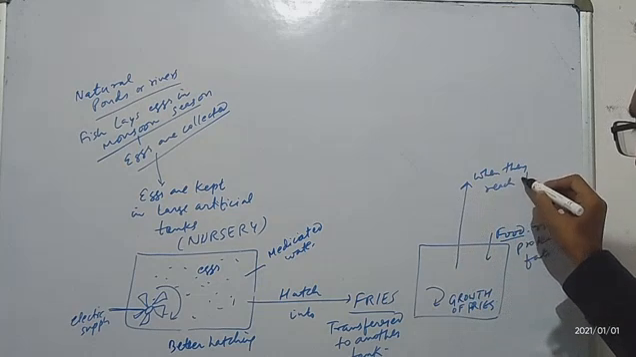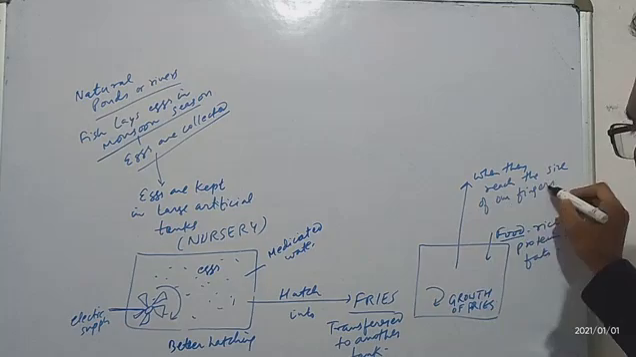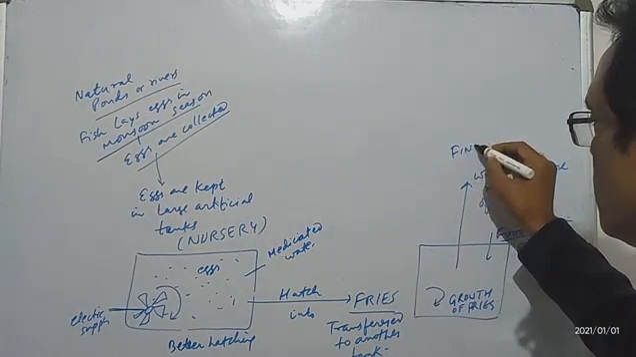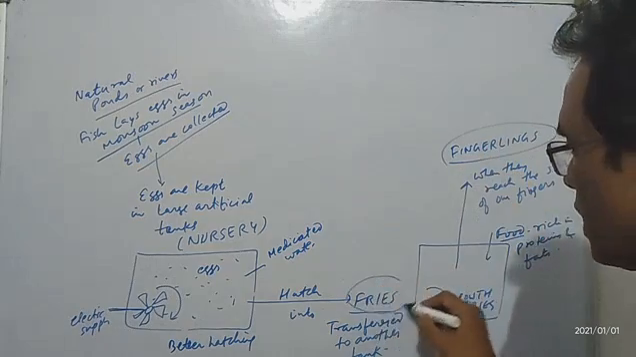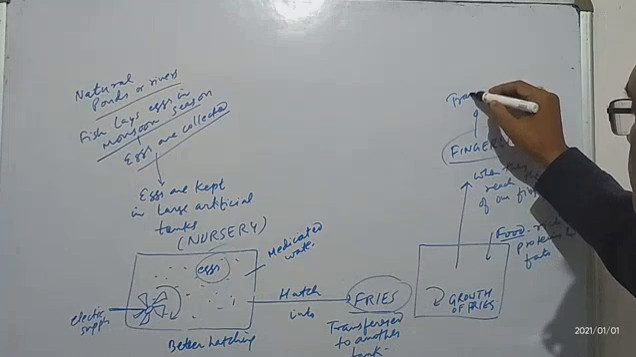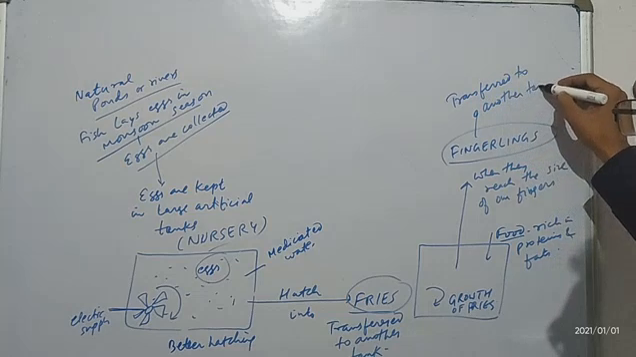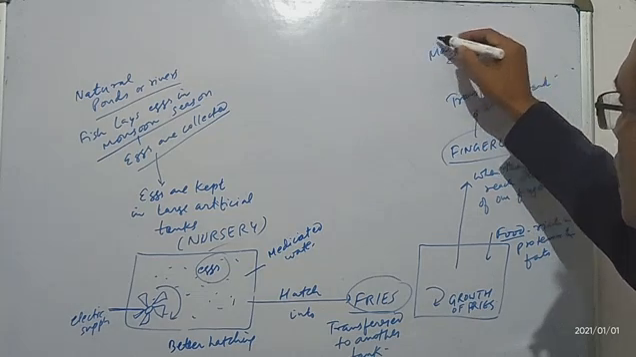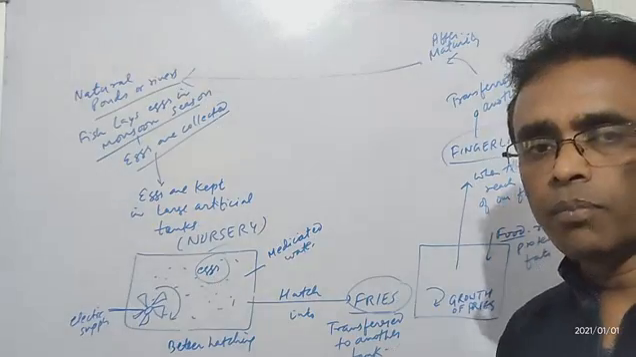And when they reach the size of our fingers, you can see the length of our fingers. If they reach the size of our fingers, they are called fingerlings. These are terms, just a few terms given: fingerlings, fries. These are of course eggs in nursery. These fingerlings are then transferred to the natural condition in the ponds.